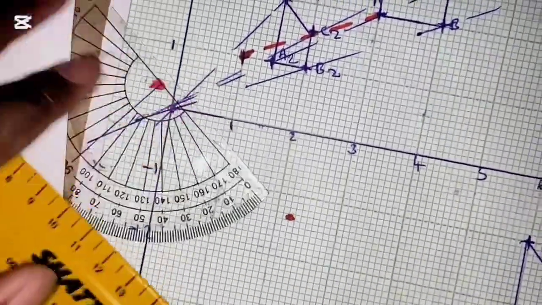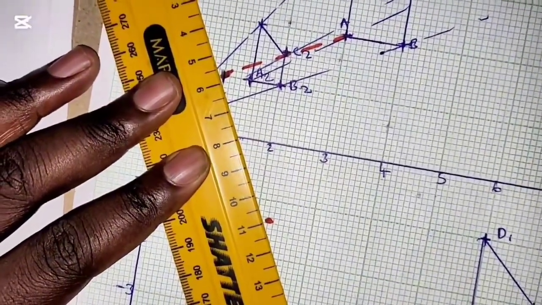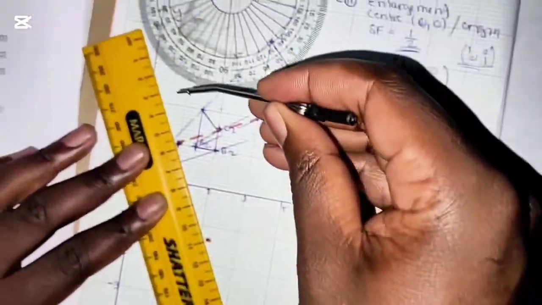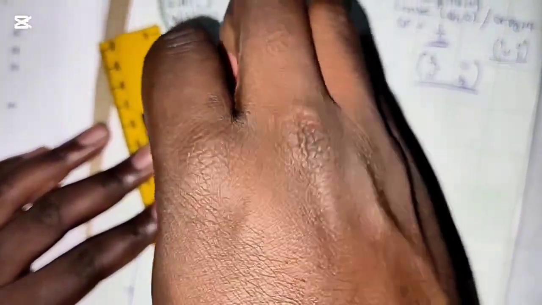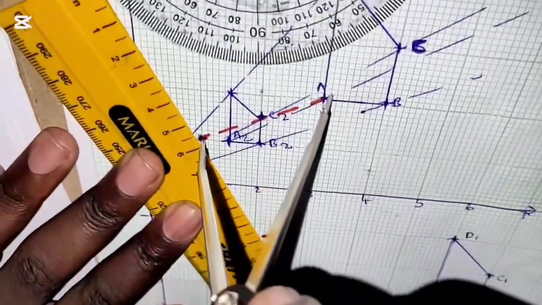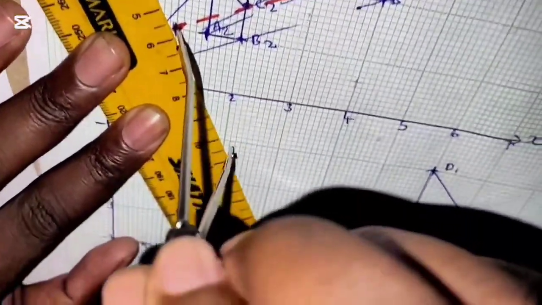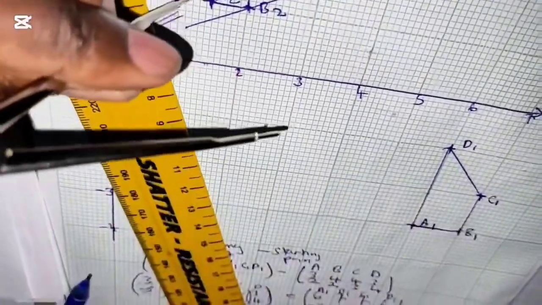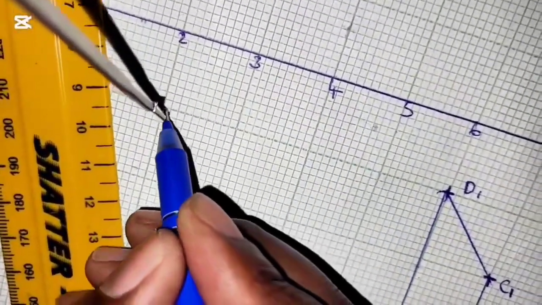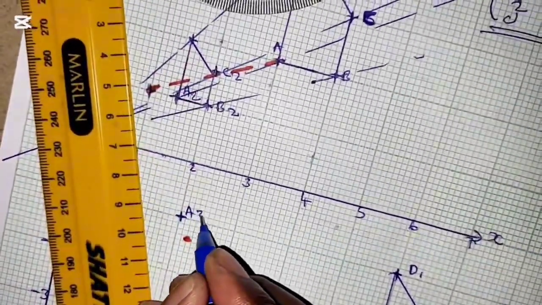Then I'll take my ruler and align with what? With this point that I've marked. Then I can take this divider from this point right here. Then I'll rotate. Okay, so automatically somewhere here. Then I mark this point and label it A3.